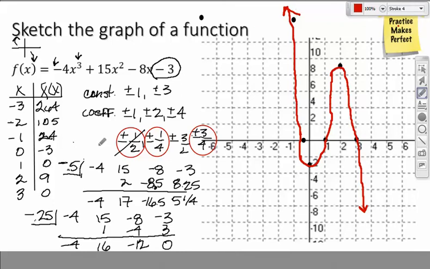You see how we were pulling together everything we learned, doing the intercepts, using the rational zero theorem. We were using the factoring theorem. We were using synthetic division. I mean, everything. We were pulling it together.